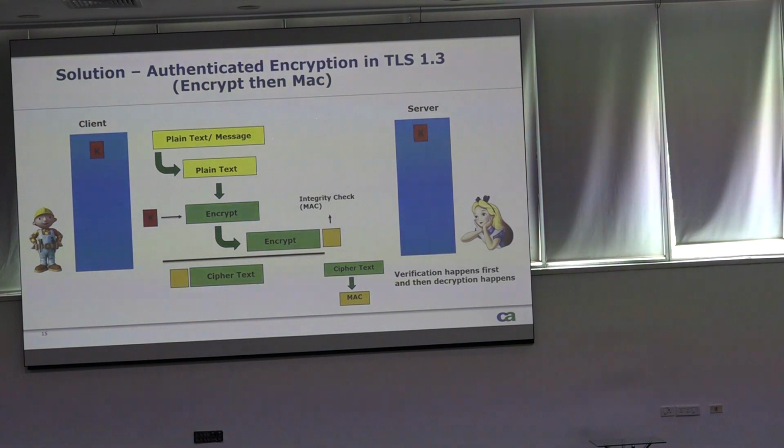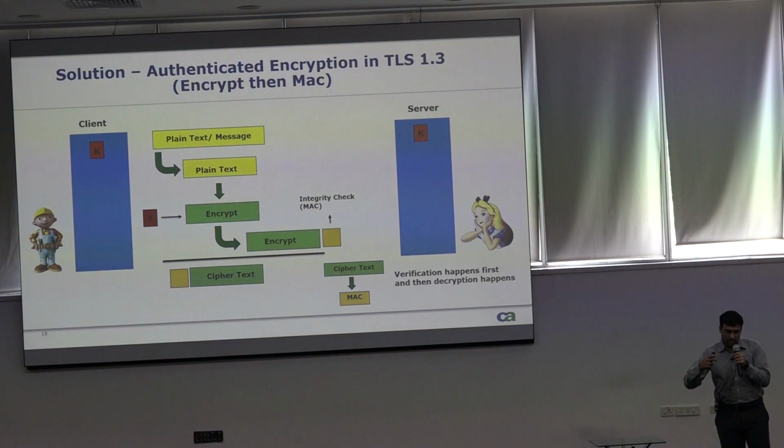Now if you try to bombard something in the middle, the server would compute the MAC, and since the MAC doesn't match, it will fail. So the decryption key was never used to decrypt the data. If the MAC fails, the decryption key is never used to decrypt it. All right?